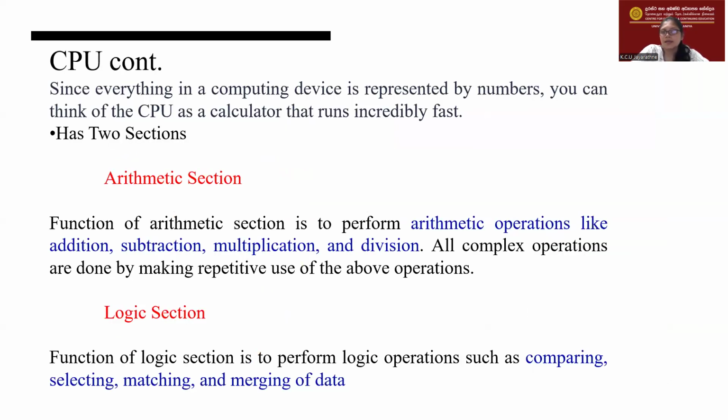As I mentioned earlier, we all know that a computer device is represented by numbers. You can think of the CPU as a calculator that runs incredibly fast. The CPU has two sections: the arithmetic section and the logic section. What is the arithmetic section? The function of the arithmetic section is to perform arithmetic operations like addition, subtraction, multiplication, and division.